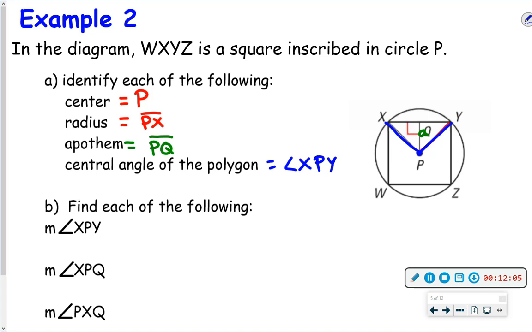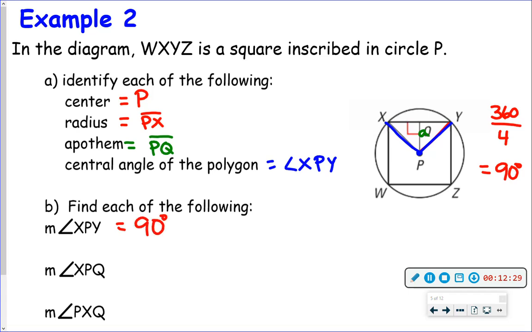All right, now we got to answer this other stuff. Find the measure of each of the following. Well, they want XPY. So central angle, same thing we did on the last problem. A full circle is 360. We're going to divide by the number of sides on our figure. I mean, it's a square, there's 4. Got it? So my central angle is 90.